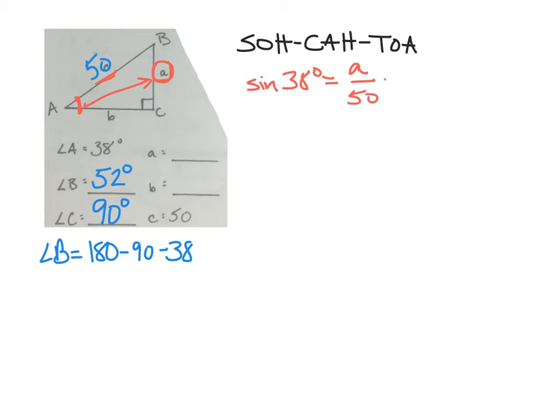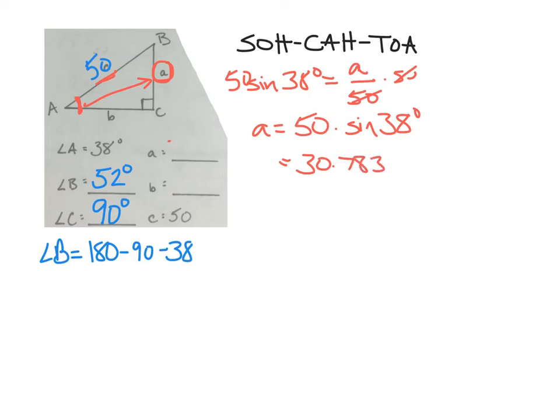To solve this equation, I'm going to get A alone by multiplying both sides by 50. And A is going to be 50 times the sine of 38 degrees. It's at this point that you should definitely do this in your calculator. You're going to have to. But make sure that you're in degree mode before you do it. Just type it in. The result should be 30.783. And that is the length of side A. Remember that I want you to go 3 decimal places, if you can, round or truncate.